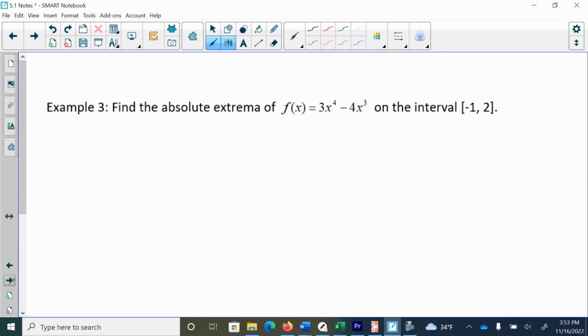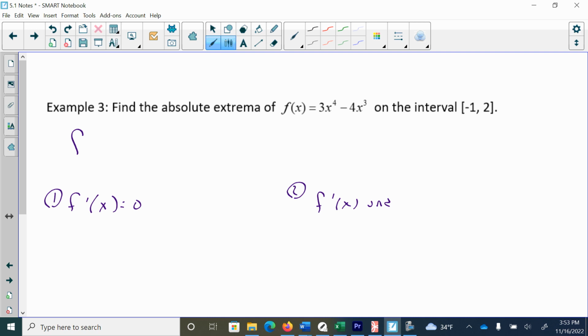So if I want you to find the absolute extrema of f of x equals 3x to the fourth minus 4x to the third on the interval from -1 to 2, the first thing I'm going to do is find the two places that I could have critical numbers. One is when the derivative is equal to 0, and the second critical number could occur if the derivative is undefined, which means I'm going to have to find the derivative.